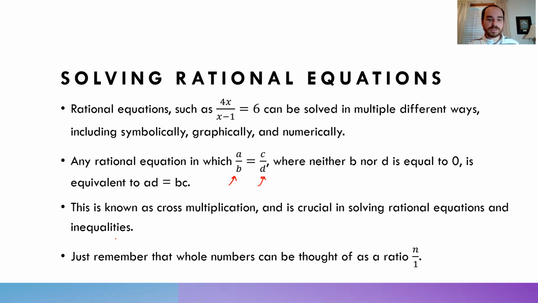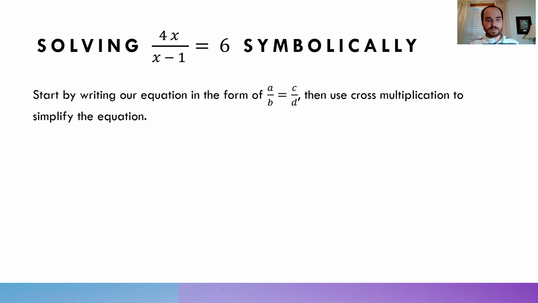Also, one thing to remember is that whole numbers, like the 6 in this case, can be thought of as a ratio of n over 1. So 6 is equal to 6 over 1, 2 would be equal to 2 over 1, and 28 would be equal to 28 over 1. Just know that numbers work like that as fractions. That also gives us something to cross multiply with, which is why I bring it up.